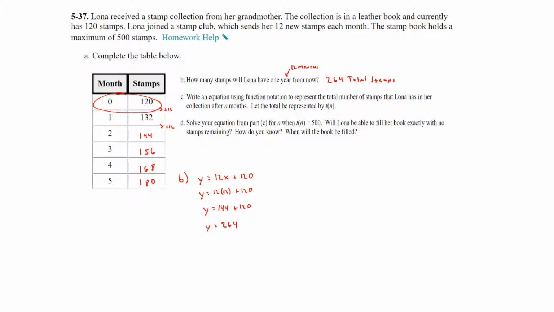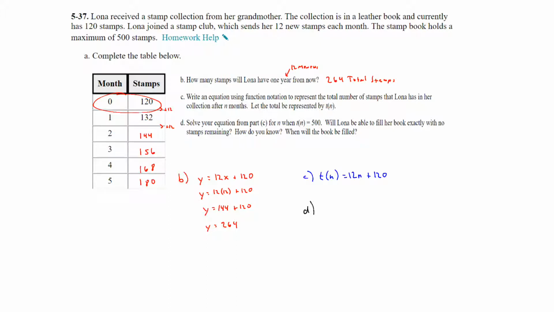Alright, on part C, it says write an equation using function notation to represent the total number of stamps that Lona has in her collection after n months. Let the total be represented by T of n. So on C, I already kind of wrote an equation to help out with part B, but it wants us to write it in function form using T of n. So T of n is equal to, still going to be the same thing, 12 times n plus 120. So T of n is equal to 12n plus 120.